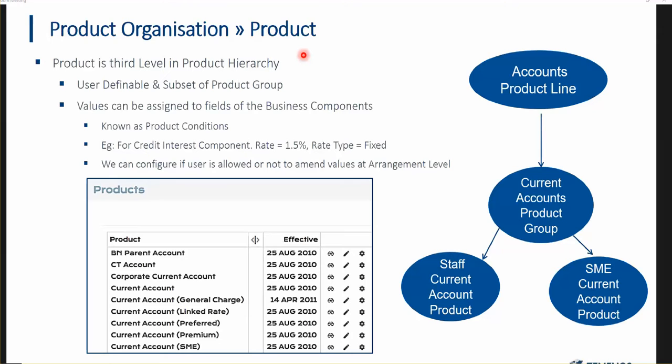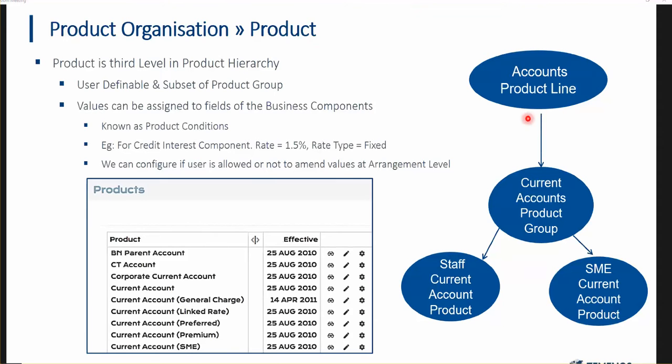Next one is the product. That's the third and final level. The product is what I sell to my customer at OCB. So when a customer walks in, he wants a student current account. He wants an SME current account, right? He wants a corporate current account. This is a product.